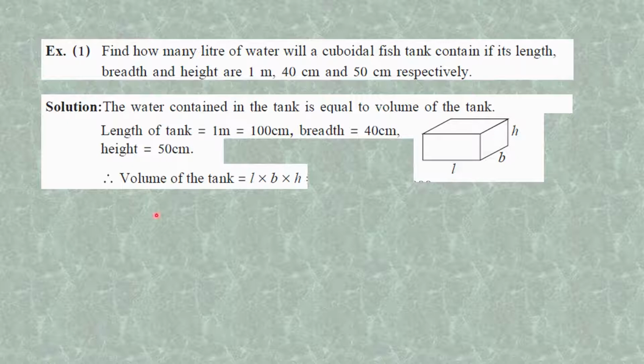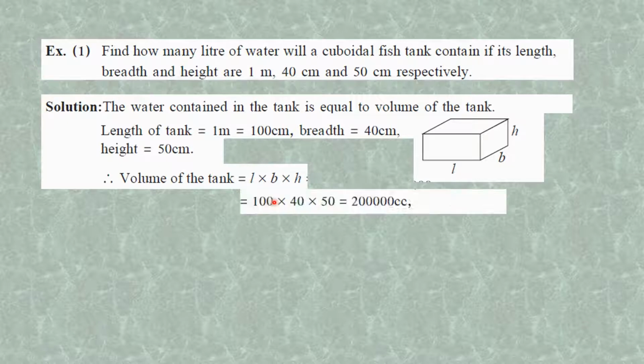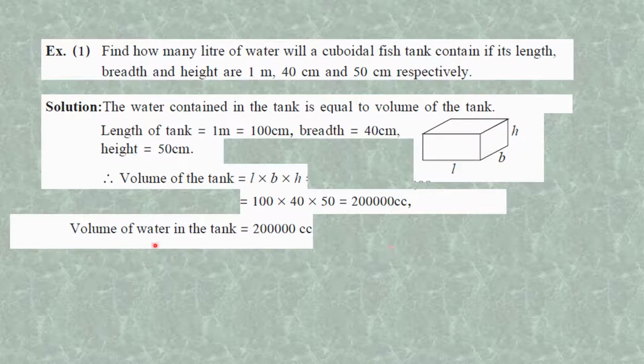Now we'll use the formula that we just saw, the volume of a cuboid. The tank is in the cuboidal shape, so the volume of the tank will be length into breadth into height. Substituting the values of length, breadth and height, we get 100 into 40 into 50. That will give you 2 lakh cubic centimeters. Now the volume of the tank is 2 lakh cubic centimeters, and we have to find how many liters of water will fit into it.